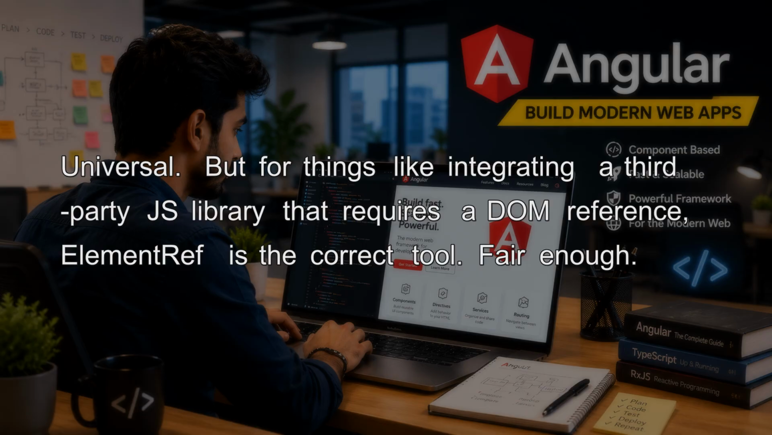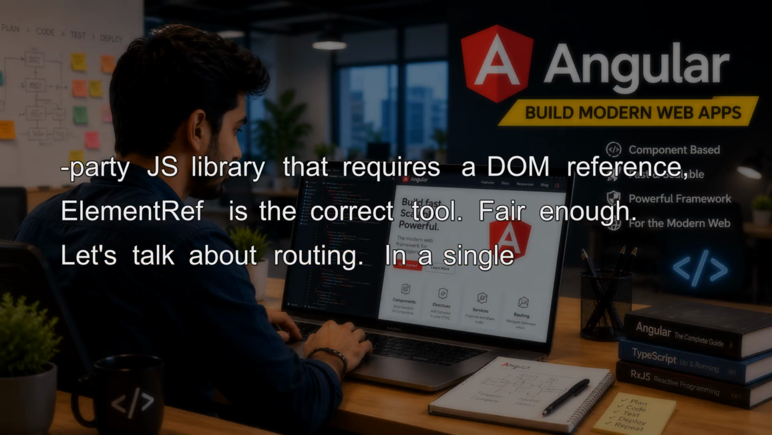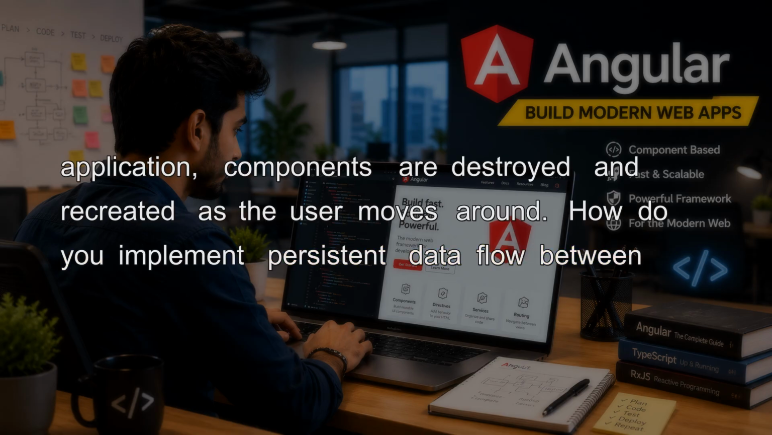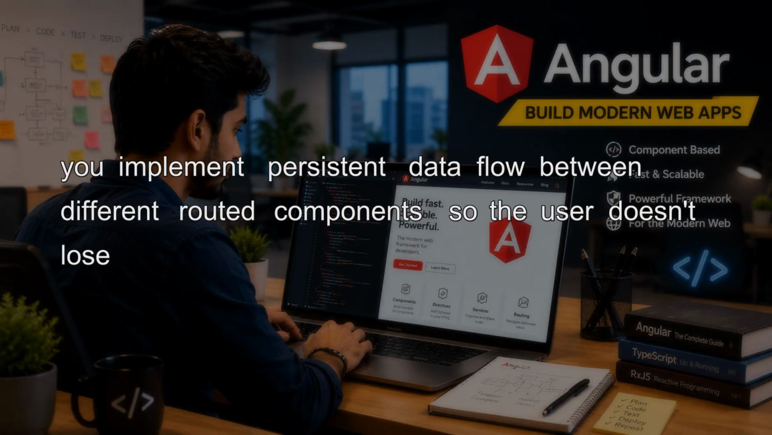Fair enough. Let's talk about routing. In a single-page application, components are destroyed and recreated as the user moves around. How do you implement persistent data flow between different routed components so the user doesn't lose their progress? Since components are transient during navigation, any state stored locally in the component is lost. To maintain data, I use a singleton service provided at the root level. Because it is a singleton, the service instance stays in memory for the entire duration of the session, regardless of which route is active. I would use a BehaviorSubject within that service to hold the state.